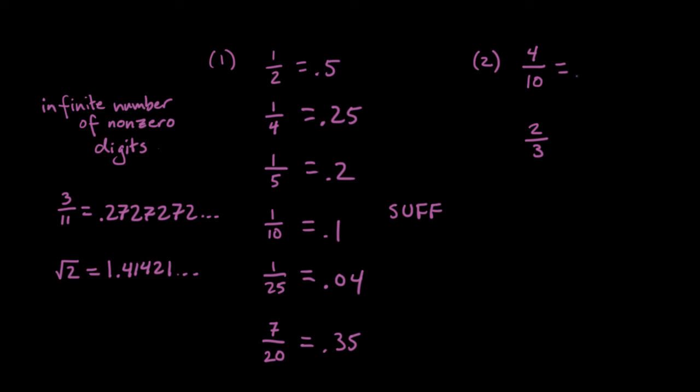4/10 gets me 0.4, but 2/3 gets me 0.666666666 forever and ever and ever. So that's an infinite number of non-zero digits, whereas 0.4 is finite. So statement 2 is not sufficient to tell us whether this thing is going to terminate. So the correct answer is A.